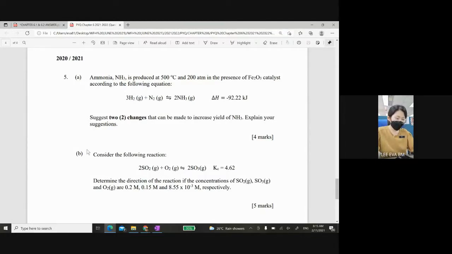Okay, and then you look at question number 5B. You're given an equation, you're given a Kc value, and then determine the direction. So it's more or less the same as what you have been practicing. To determine the direction, you need to find Qc. So Qc expression, substitute the values, compare with K, and then determine the direction. Here there are 5 marks.